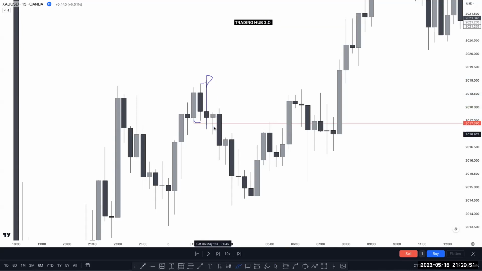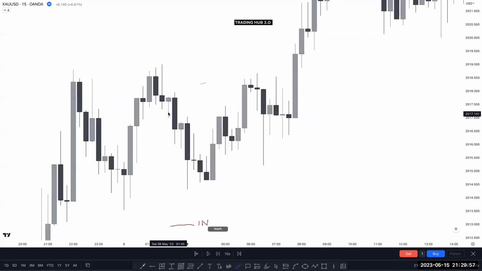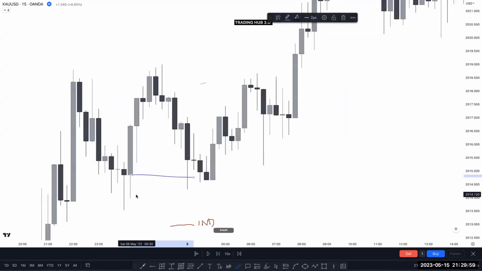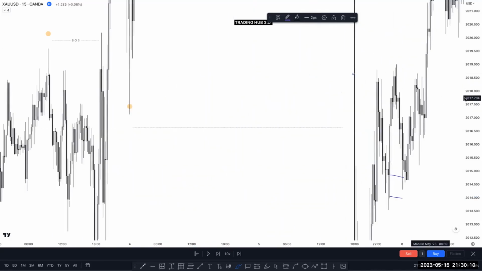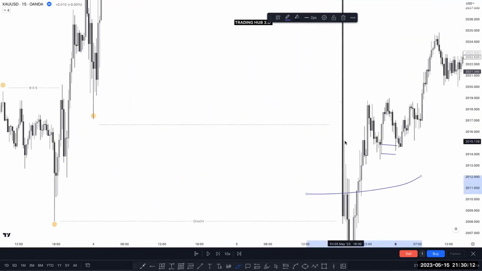But if you mark, let's assume this one, this is our inducement, for example. In that case, this can be your inducement and this is your POI, right? And you can buy here. Exactly correct. As per this one, this is also correct. But you have to check here.